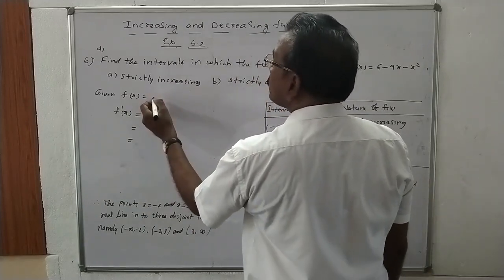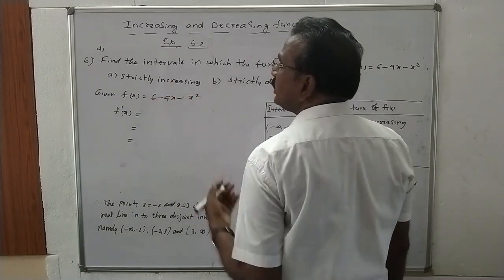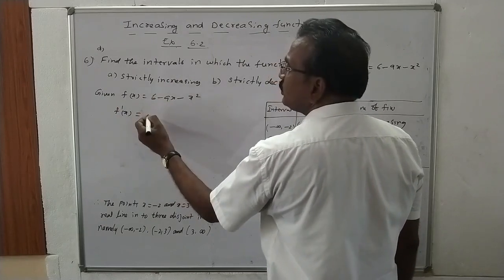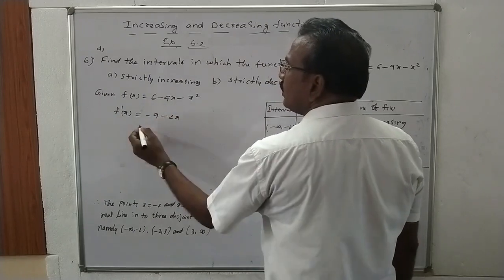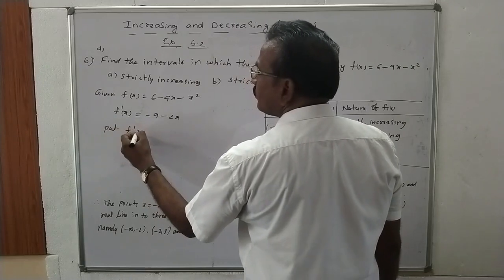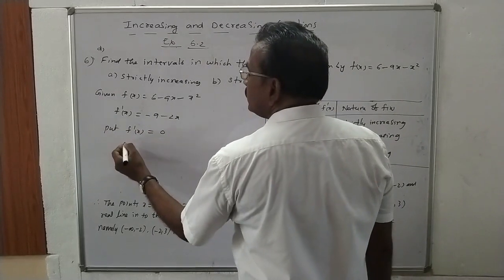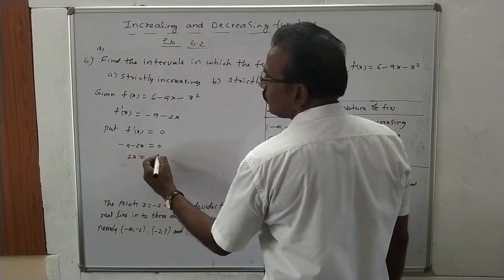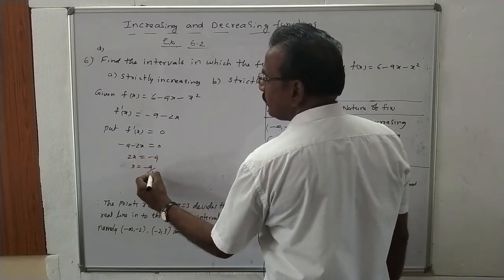F of x is equal to 6 minus 9x minus x square. Differentiate with respect to x. Derivative of f of x is f dash x. Derivative of 6 is 0, minus 9 minus 2x. So this is f dash x. Put f dash x is equal to 0, we get the values of x. So minus 9 minus 2x is equal to 0, 2x is equal to minus 9, x is equal to minus 9 by 2.